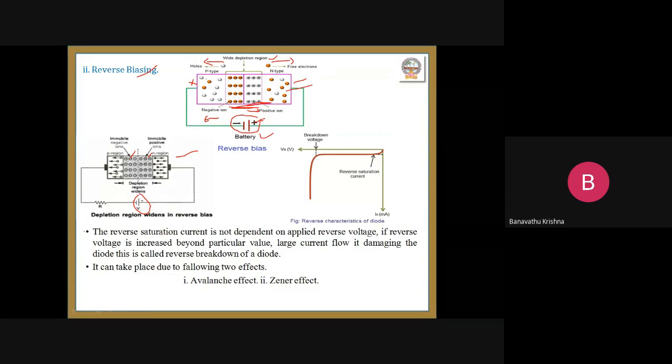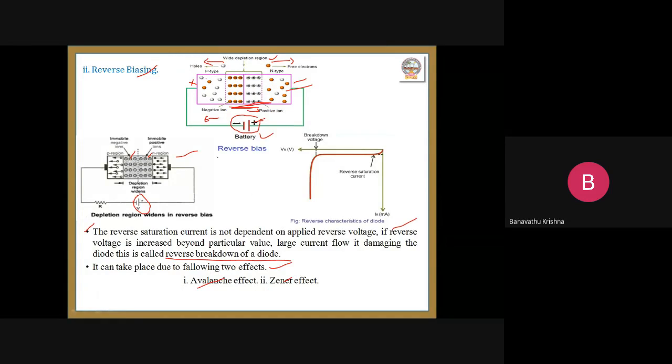Let us observe the first point here. The reverse saturation current is not dependent on the applied reverse voltage. If the reverse voltage is increased beyond a particular value, a large current flows and damages the diode. This is called reverse breakdown of the diode. What does it say? If the reverse voltage is increased beyond a particular value, a large current flows and damages the diode. This is called reverse breakdown. It can take place due to the following effects: avalanche effect and Zener effect. Here we will discuss the avalanche effect.